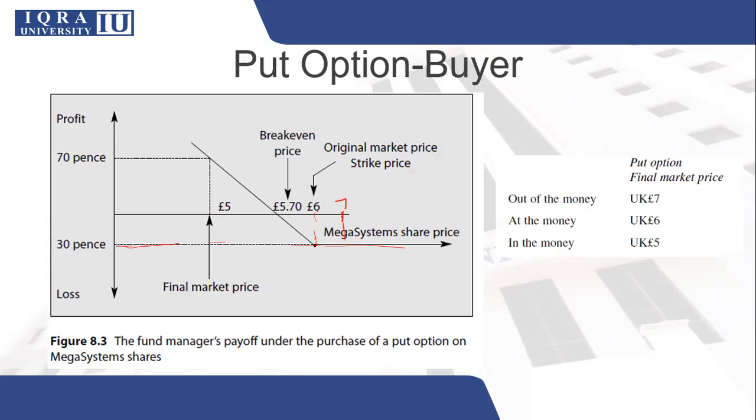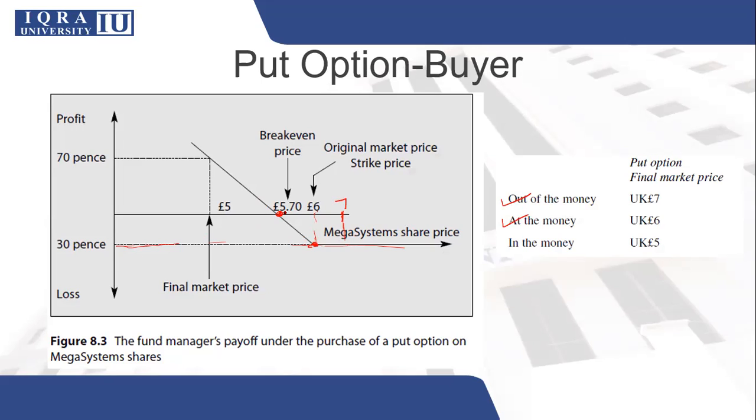However, if the stock price declines and goes this way, so if it's 6, we say that it is at the money. If it's 7, we say it's out of the money because it's not going to get exercised. So at 6, you can exercise it, but your premium will not be covered at this point, because your break-even price is actually 5.7. It's not 6. You have to take into account the 30 pence.